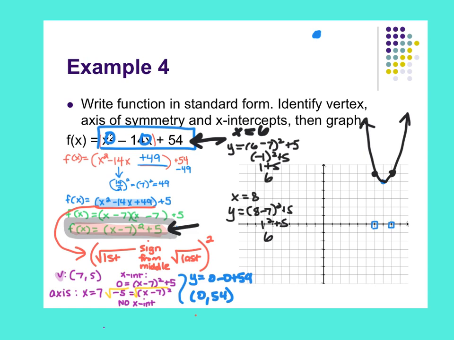Like the y-intercept is easier in your original if it's in standard, if it's in quadratic. And then the other points you can choose, but instead of doing a 6 squared minus 14 times 6 plus 54, you can plug it in. So you just pick the ones left and right? Yeah. The easiest thing to do is one from the left and one from the right.